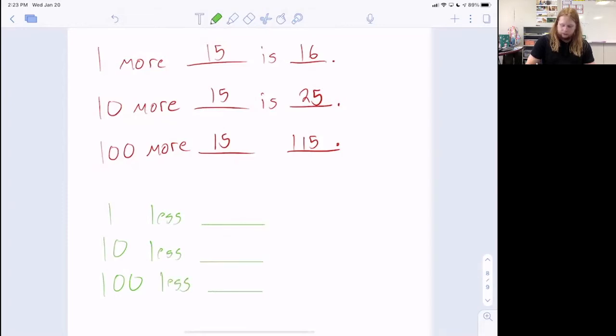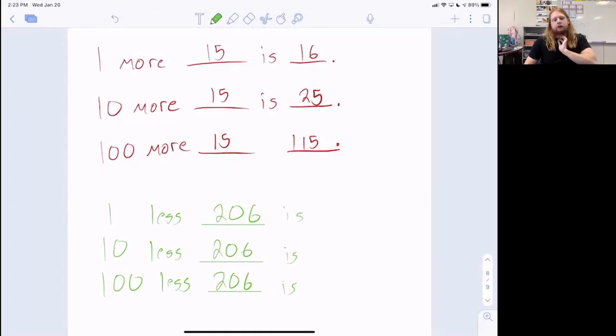And we're going to use the number 206. And that'll be for all of them. Okay, one less than 206 is, so if I take away one of your candies and you had 206, how many do you have? 205.